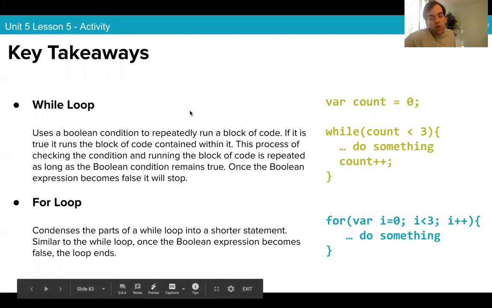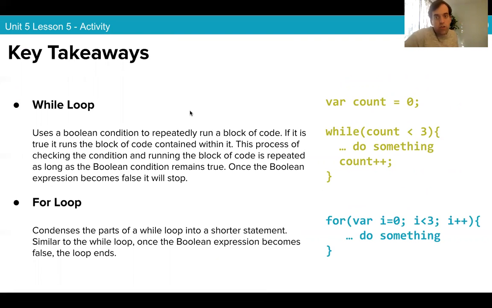These are the key takeaways for today that I want you to make sure that you know going into the next lesson. You need to know what a while loop is, and you need to know what a for loop is. A while loop uses a Boolean condition to repeatedly run a block of code. If it is true, it runs the block of code contained within it. This process of checking the condition and running the block of code is repeated as long as the Boolean condition remains true. Once the Boolean expression becomes false, it will stop.